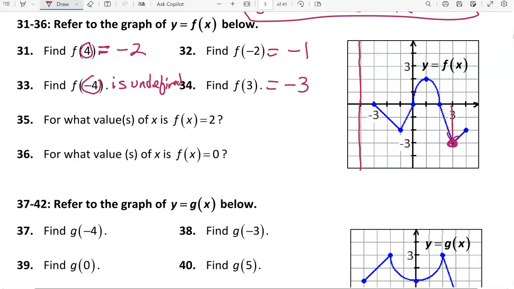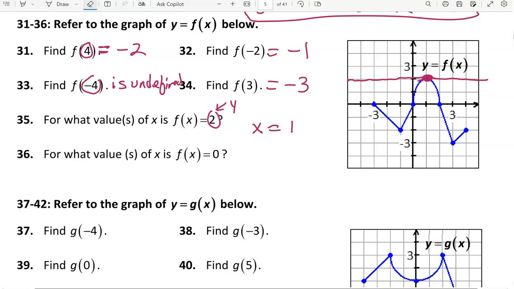For 35, we're finding the values of x for which f of x is equal to 2. So the 2 represents the y value, and we are trying to find x. When f of x, or the y value, is 2, there is only one point on the graph that corresponds to that, and that would be x is equal to 1.